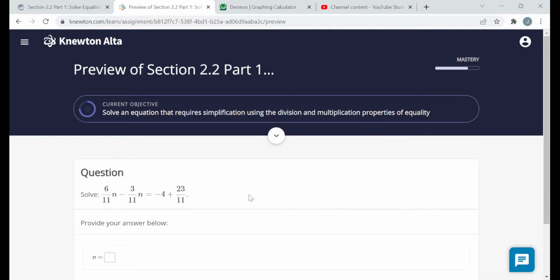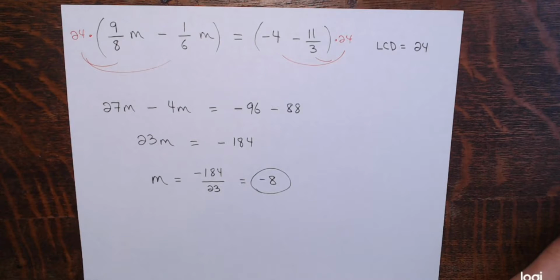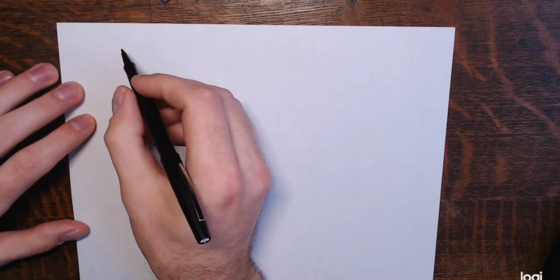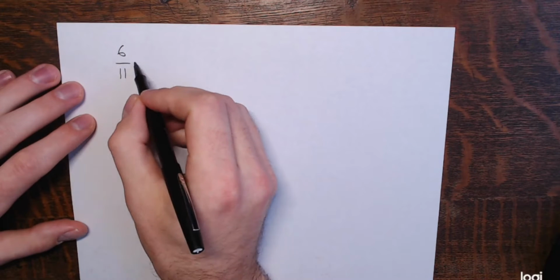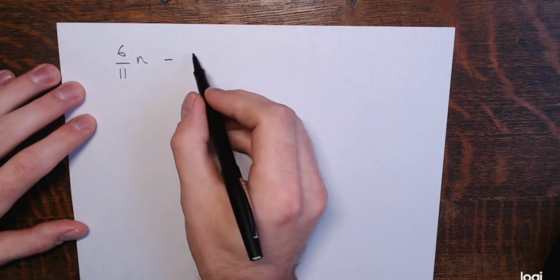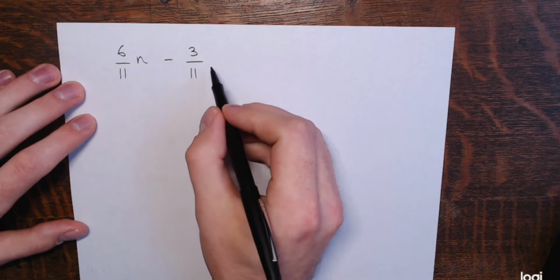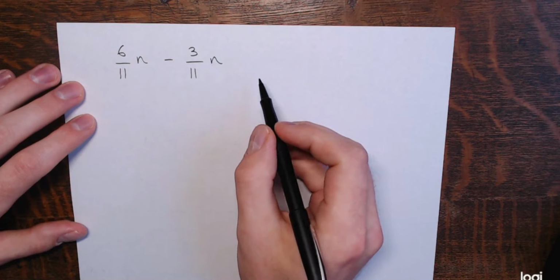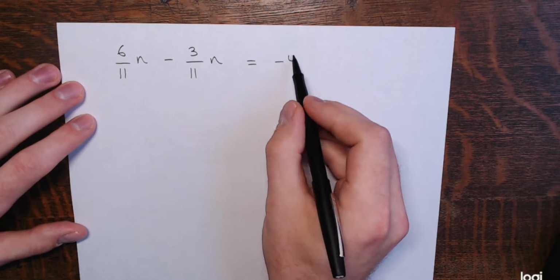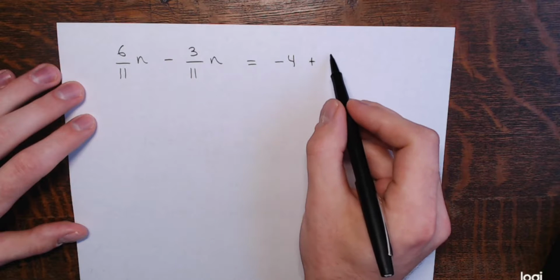Alright, so I got one more of these. Now, this one's real nice. All the fractions that have actual denominators other than 1 have the same denominator. They're all 11. So this should be pretty quick. So we have 6 elevenths times n minus 3 elevenths times n equals -4 plus 23 elevenths.